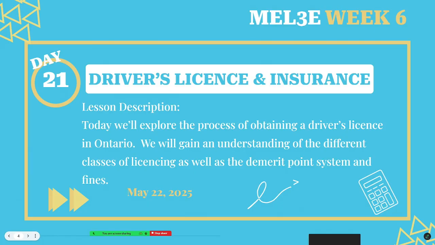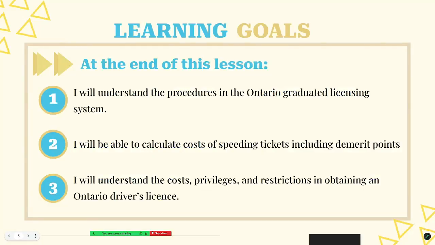We will explore the process of obtaining a driver's license in Ontario, gain an understanding of the different classes of licensing, as well as the demerit point system and fines that are set in place. Our learning goals for today are that we will understand the procedures in the Ontario graduated licensing system. We'll be able to calculate costs of speeding tickets, including demerit points, and understand the costs, privileges, and restrictions in obtaining an Ontario driver's license.